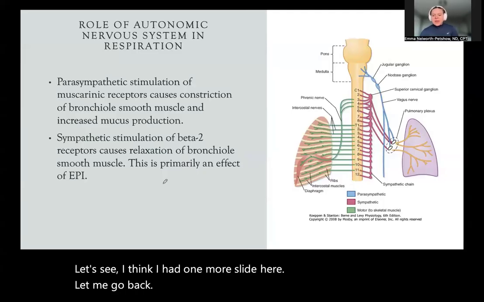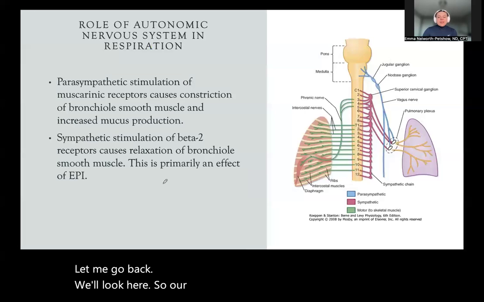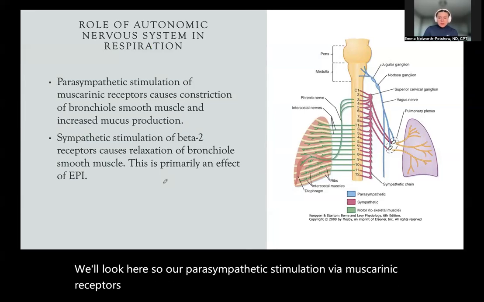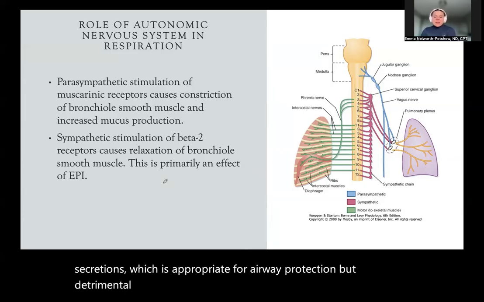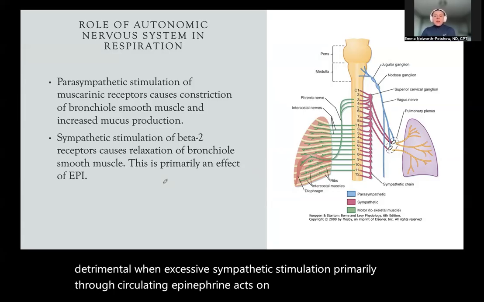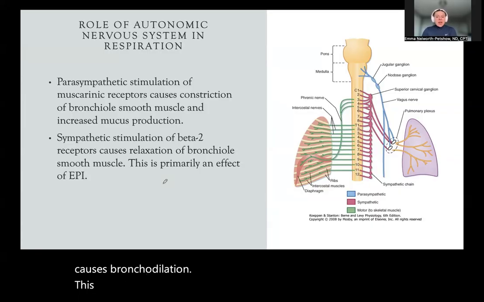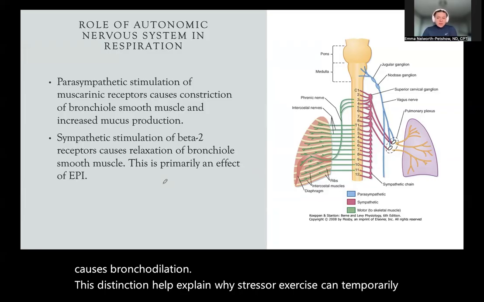We'll look here. So, our parasympathetic stimulation via muscarinic receptors causes bronchoconstriction and increased mucus secretions, which is appropriate for airway protection, but detrimental when excessive. Sympathetic stimulation, primarily through circulating epinephrine, acts on beta 2 receptors and it causes bronchodilation. This distinction helps explain why stress or exercise can temporarily improve airflow in obstructive lung disease.